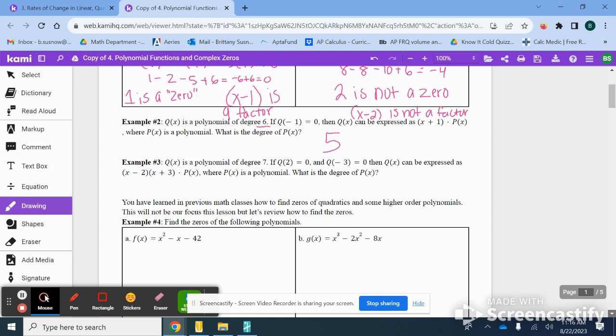So same idea in example 3. They tell you q of x has a degree of 7. Then they give you 2 x-intercepts this time. So what can the rest of the polynomial be? Not 4, 5. Started at 7. They gave you 2 of those answers. So the rest of the polynomial, 7 minus 2 is 5.